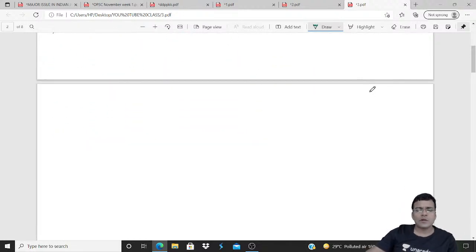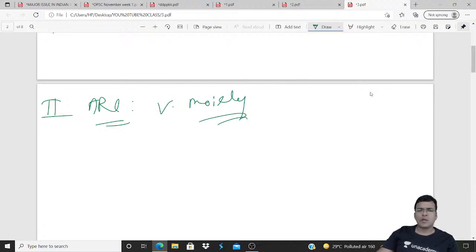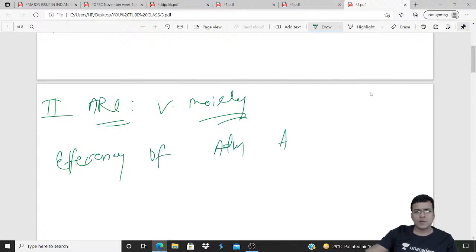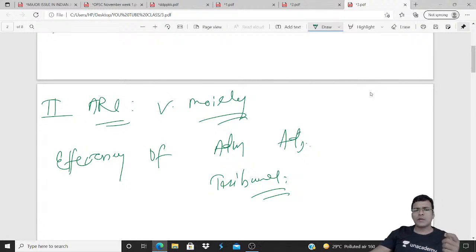So after that you write that Second ARC under Veerappa Moily gave recommendations to improve the efficiency of administrative adjudication or tribunal, so that it can effectively serve the purpose for which it was established under Article 323, 323A, 323B. So write this.